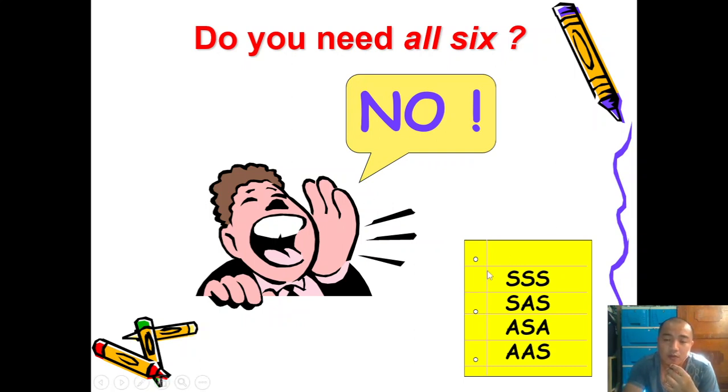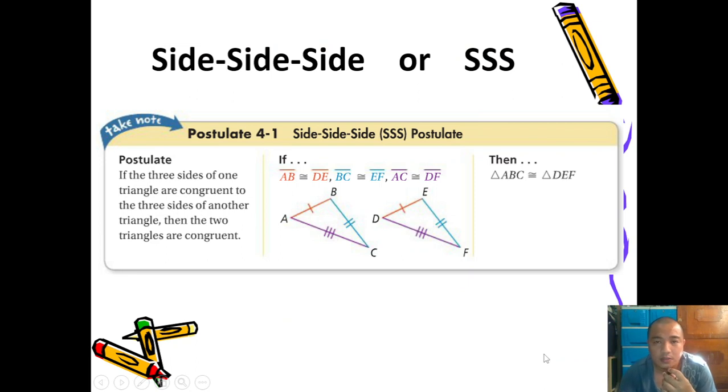So all we need to do here is to consider the SSS. S means side, SAS, side angle side, ASA or angle side angle, AAS or angle angle side. Now let's start with the SSS postulate, the side side side postulate. If the 3 sides of one triangle are congruent to the 3 sides of another triangle, then the 2 triangles are congruent. If AB is congruent to DE, BC is congruent to EF, AC is congruent to DF, therefore triangle ABC is congruent to triangle DEF.